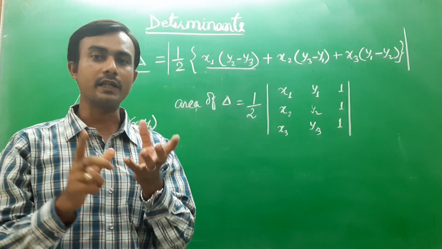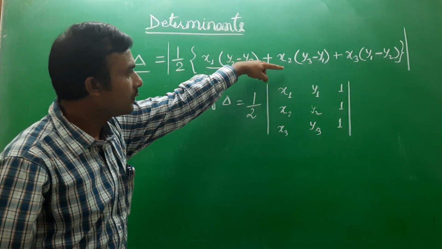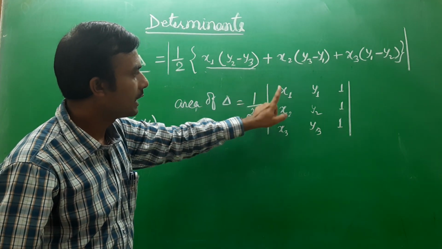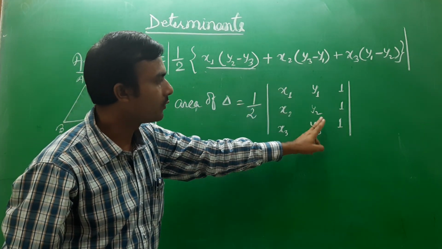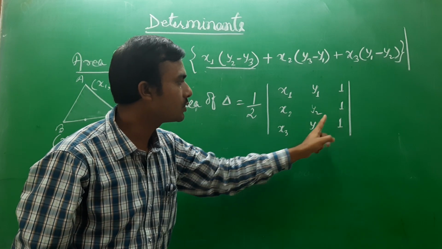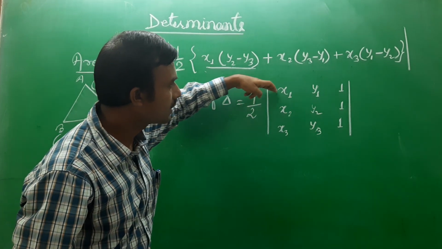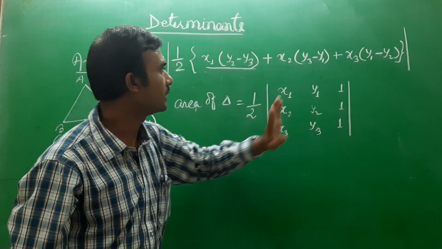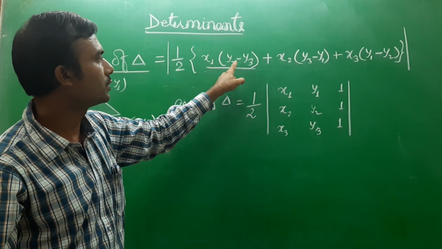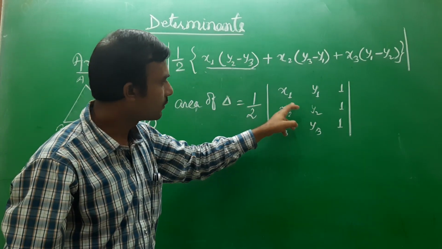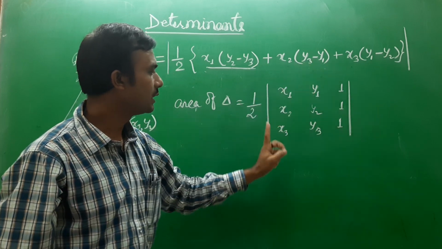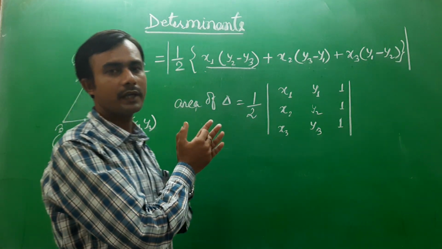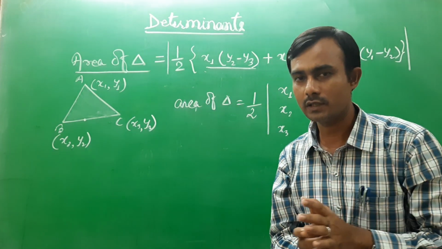As I told, look here at how we find the determinant. If you select the first column, the first element is x1. x1 into the cofactor; here the cofactor is y2 minus y3, by deleting the first row and first column. So x1 into y2 minus y3. Same for the second, we will have y3 minus y1. For the third, y1 minus y2. So this is how we find the area of a triangle with the help of a determinant.